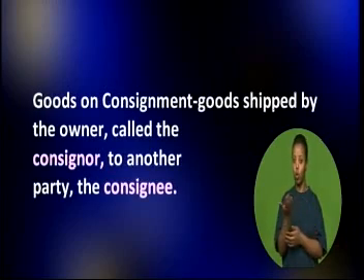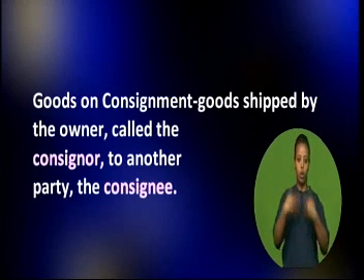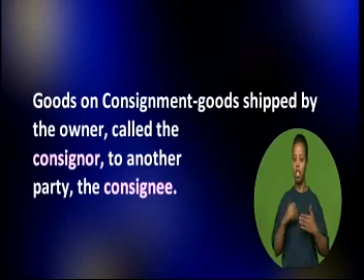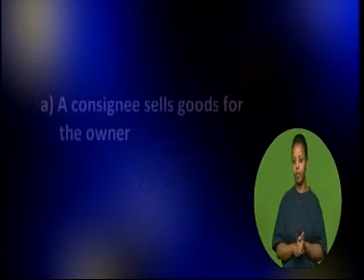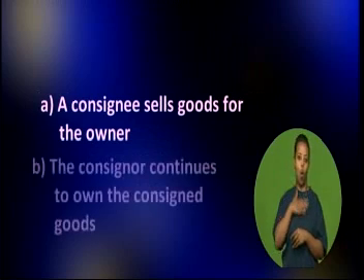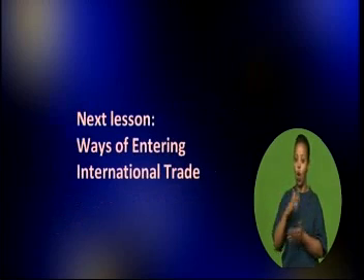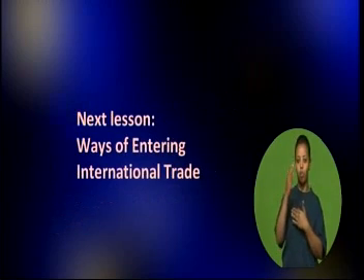Goods on consignment are goods shipped by the owner, called the consignor, to another party, the consignee. A consignee sells goods for the owner. The consignor continues to own the consigned goods. In our next lesson, we will discuss ways of entering international trade.